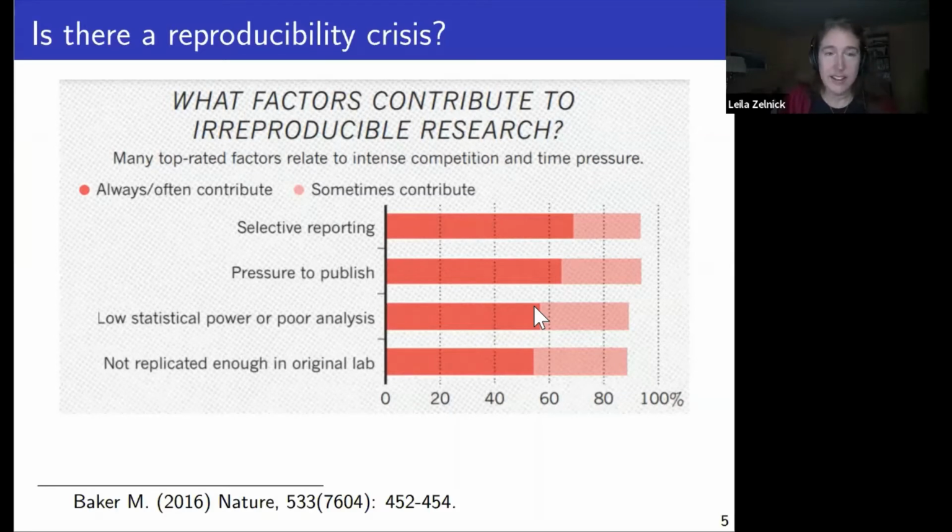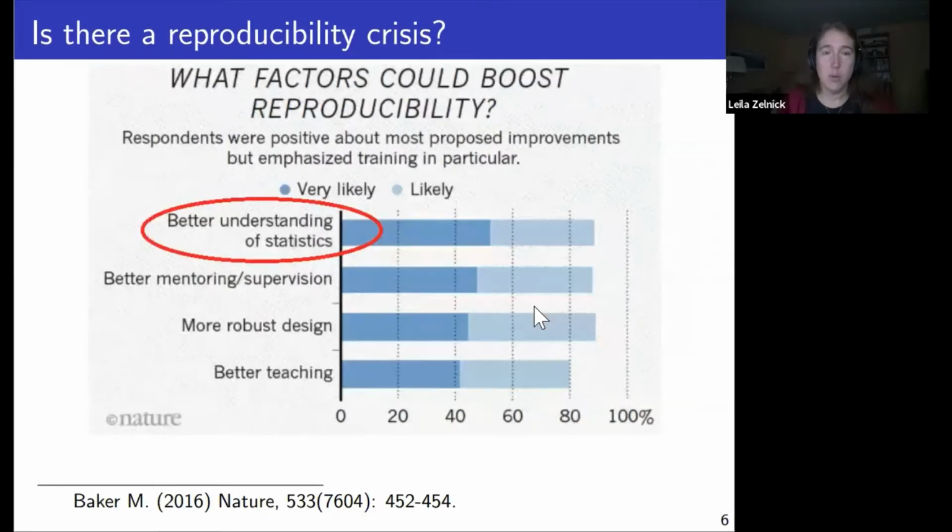So finally, respondents were asked, okay, what could help? What could boost reproducibility? And the top answers dealt with statistics and teaching, with roughly half of respondents saying that a better understanding of statistics was very likely to boost reproducibility. So I'm here this morning to give you a teaching talk about statistics. Got the thumbs up from Matt, so that's good.